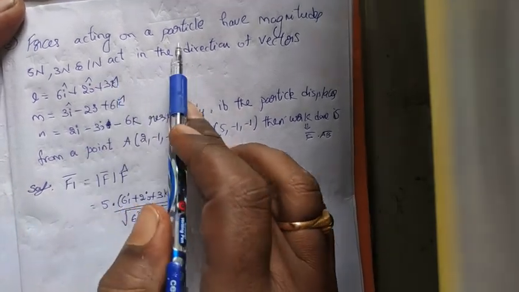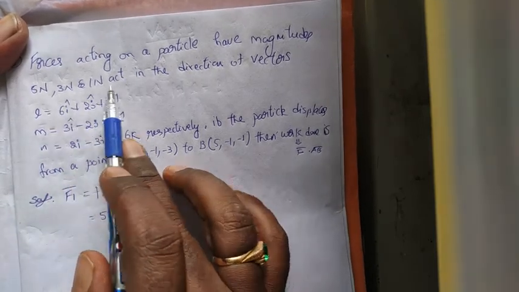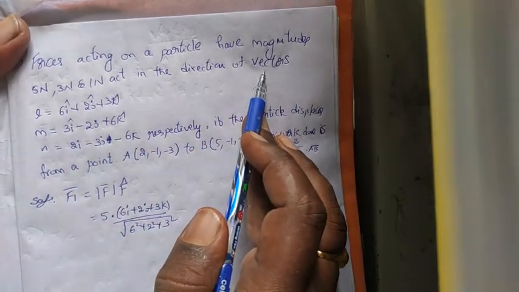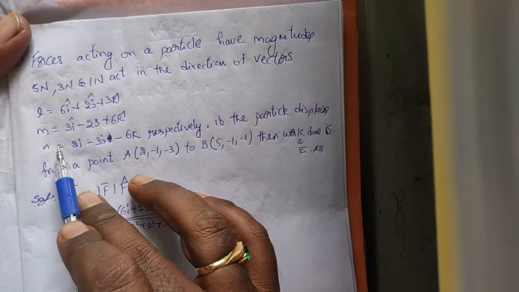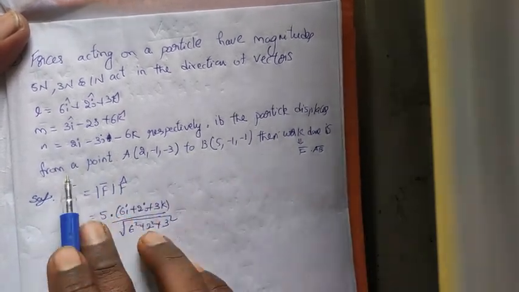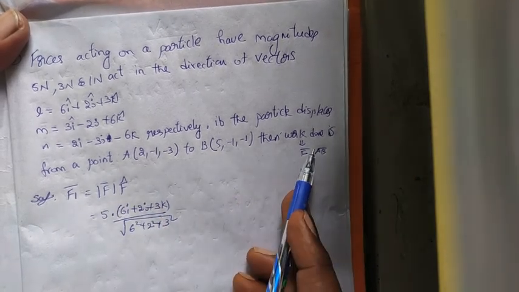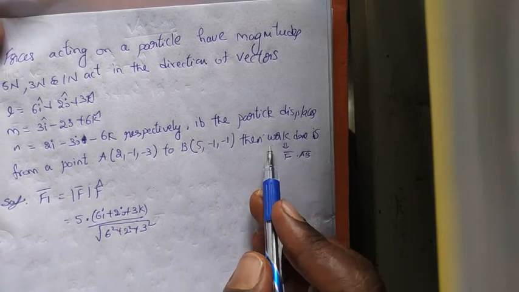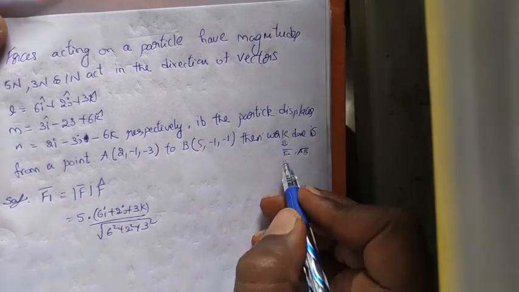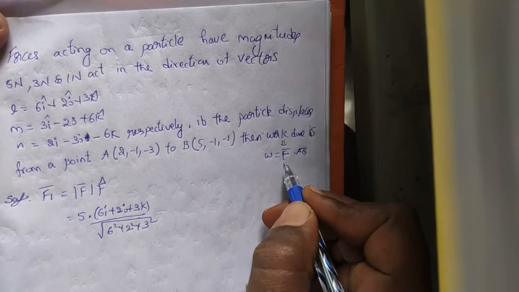Forces acting on a particle having magnitudes 5, 3, 1 act in the directions of vectors given by l, m, n respectively. If the particle is displaced from point A to B, then find the work done. If you want to find out the work done, W equal to F dot AB. So here we need to find the net force.